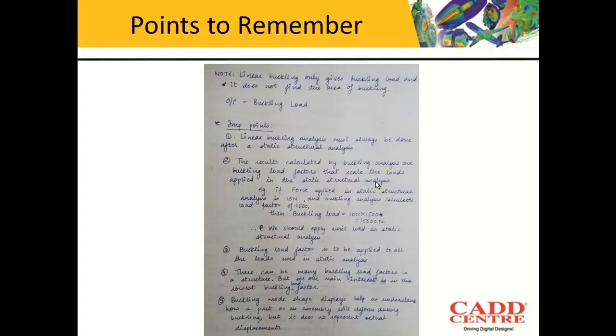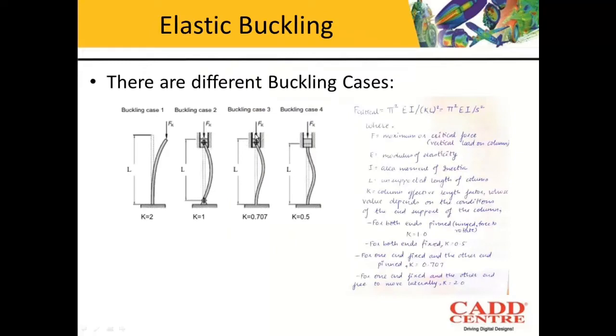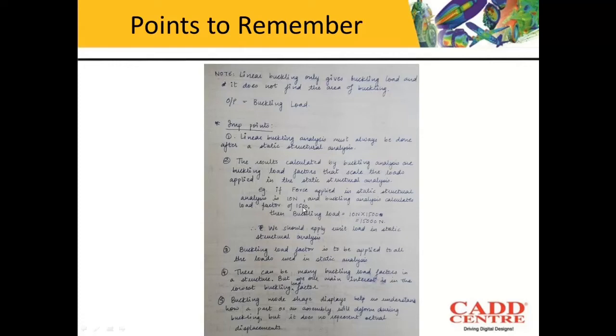For example, assume that in the beam the force applied in the static structural analysis is 10 Newtons, and after performing the buckling analysis you get the load factor as 1500. That is the load factor that we have obtained after the analysis. So the buckling load will be 10 Newton, that is the force applied, multiplied by the load factor. So the answer will be 15,000 Newton. So 15,000 Newton will be your buckling load.